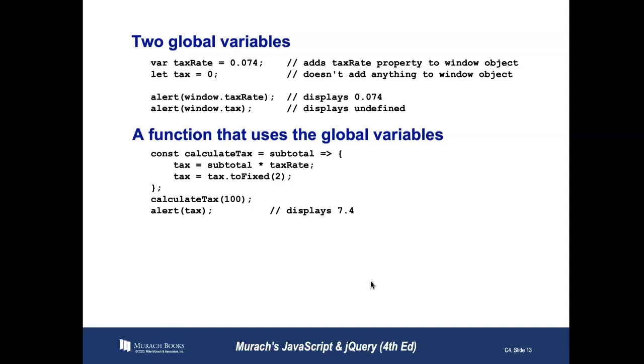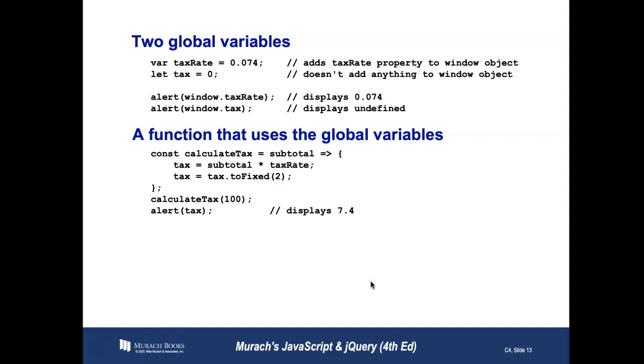So if we have a function that has a subtotal, like calculateTax(subtotal), and we're passing that subtotal, we would want to use global variables. So tax would equal subtotal times taxRate, and tax equals tax.toFixed. Notice how tax is not declared inside the function. So calculateTax of 100 and we alert tax, the tax outside will have the value.